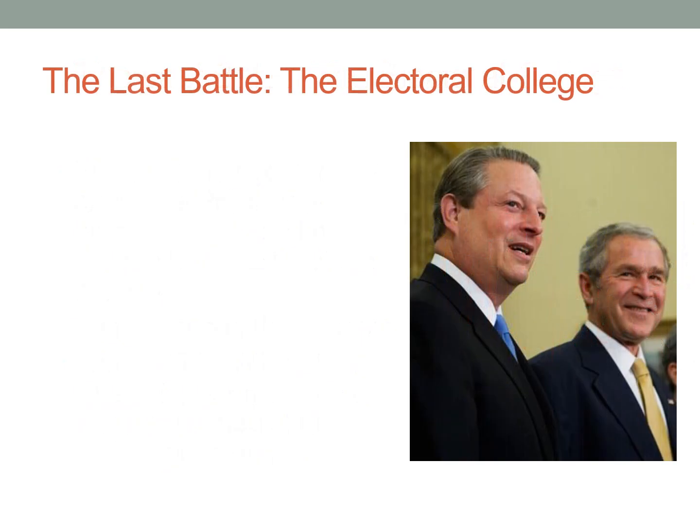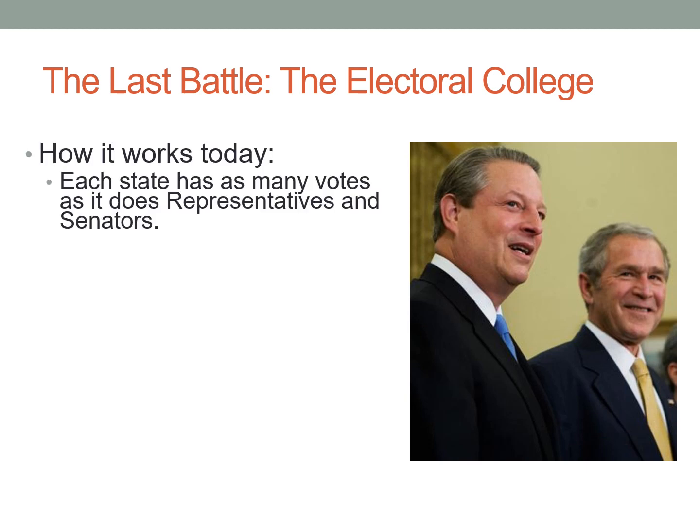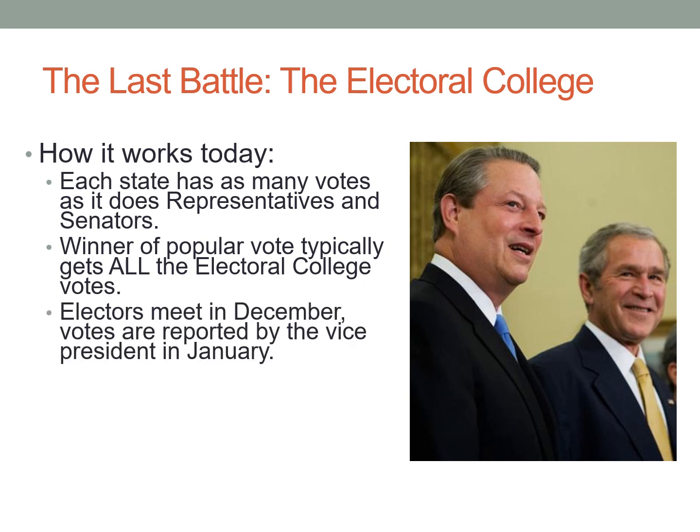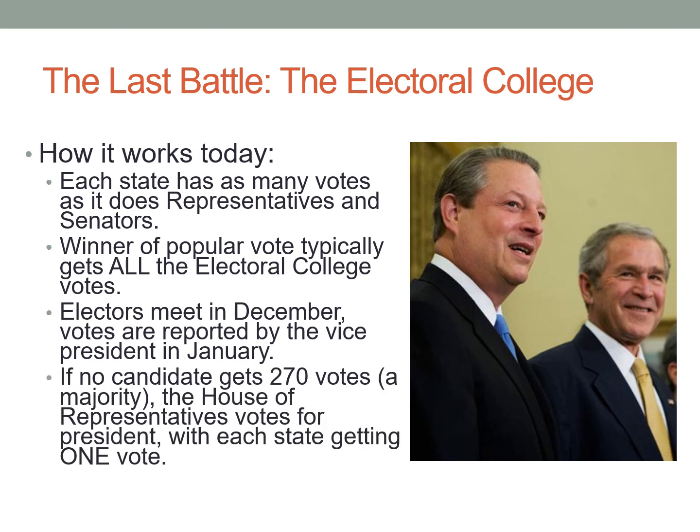And the last battle, the Electoral College. So how it works today is each state has as many votes as it does representatives and senators. The winner of the popular vote typically gets all the Electoral College votes. And electors meet in December, and votes are reported by the Vice President in January. If no candidate gets 270 votes, the House of Representatives votes for president, with each state getting one vote.